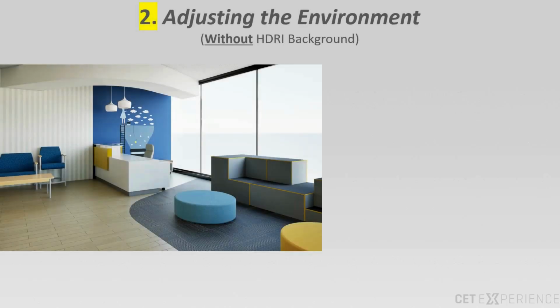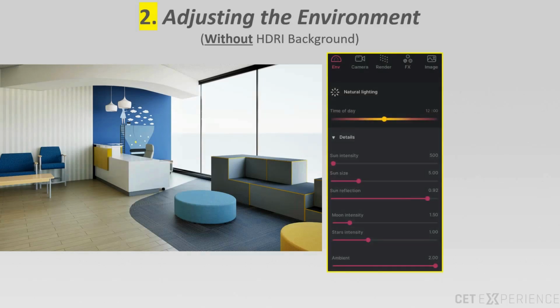Second, adjusting the environment. One major effect that I take time to adjust when using Lumen is global lighting under the environment settings. This involves adjusting the sun's intensity and ambience. You can also choose either a warmer or cooler lighting effect. For this rendering without HDRI background, I adjusted the time of the day to noon with a sun intensity of 500. Then, you can freely adjust the rest of the options as you see fit.